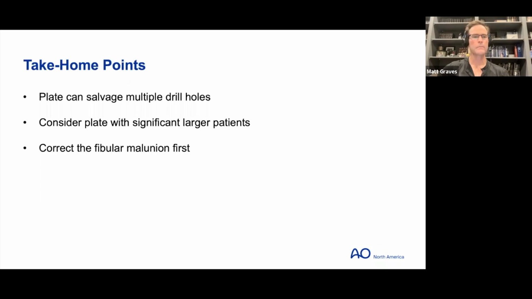All right. So take home points from this, and you can chime in here too, Brad. I just think with that type of plate fixation for the syndesmosis in larger patients, really big people, it's a good option in people who have had multiple drill holes, because it just gives you a little bit different failure mode. You're not so reliant on screw thread.